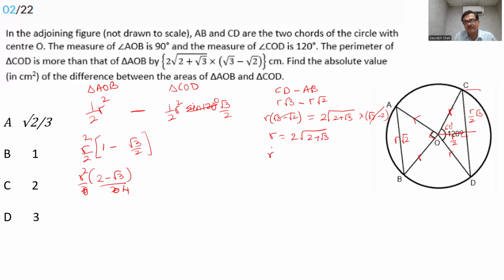We need R square. So find the square. 2 square is 4. And the root of this part gets cancelled because of the square. We have 2 plus root 3. Replace this value of R square here. So we have 4 into 2 plus root 3 multiplied by 2 minus root 3 upon 4. And the wonderful 4 gets cancelled out. 2 plus root 3 into 2 minus root 3. And that simply is 1. The correct answer is option B. 1. Option B.